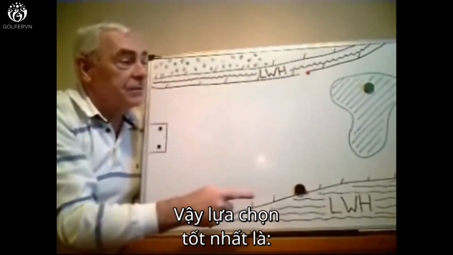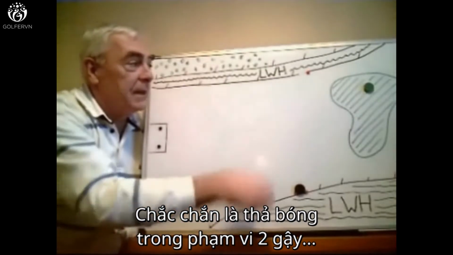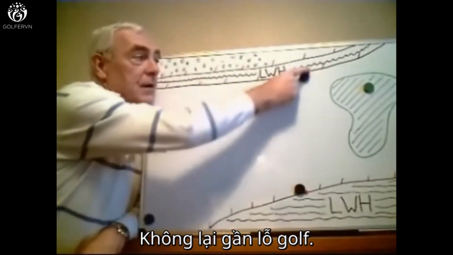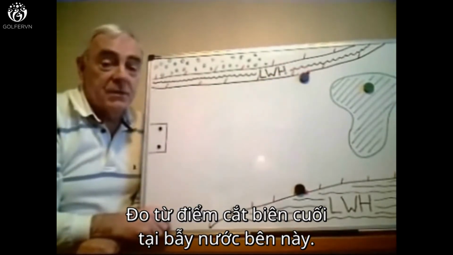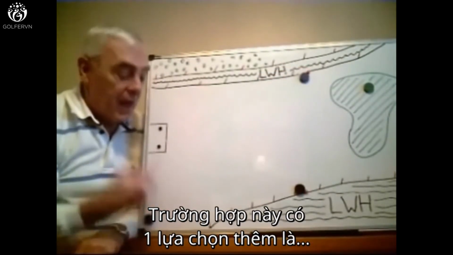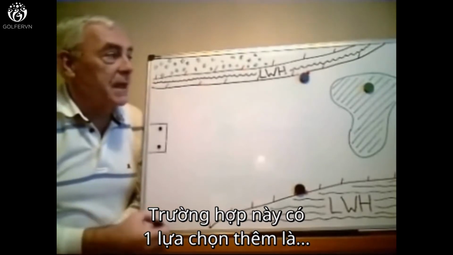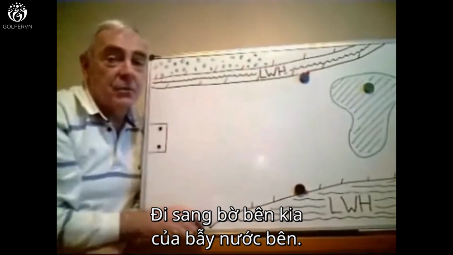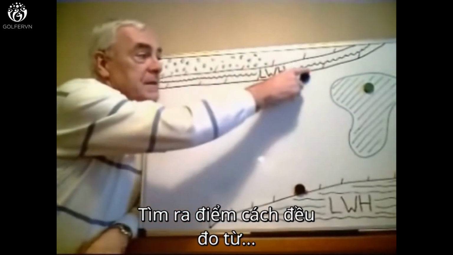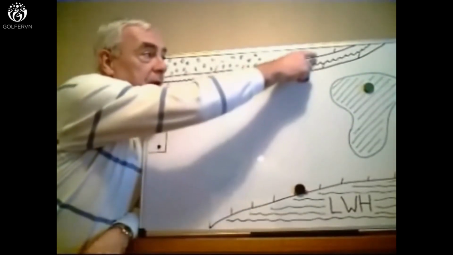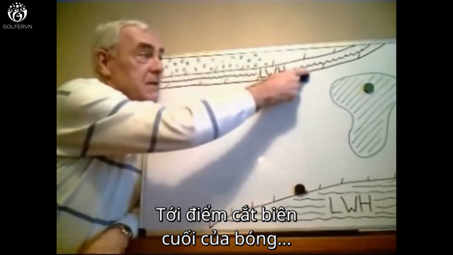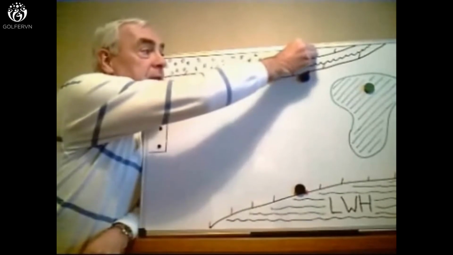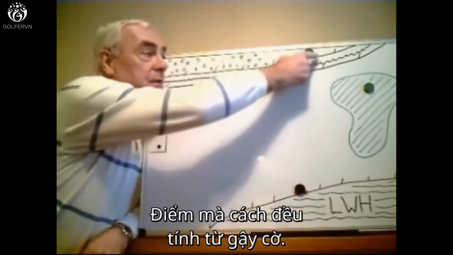So the best option for him is probably going to be to drop a ball within 2 club lengths, not nearer the hole, of the point where his ball last crossed the margin of the hazard. And he has one further option in this case, in that he may go over to the other side of the lateral water hazard, taking a point that's equidistant from the flagstick from this point where his ball last crossed the margin. So he can drop a ball within 2 club lengths of this point, which is equidistant from the flagstick.